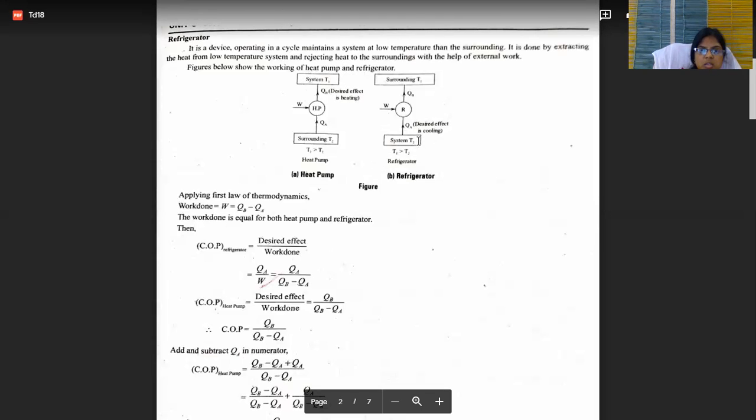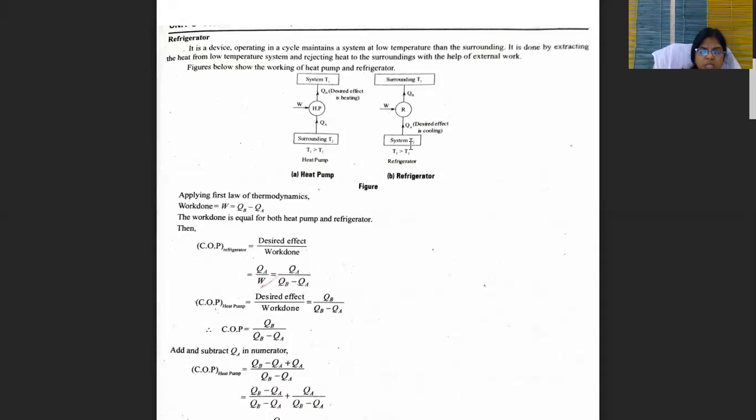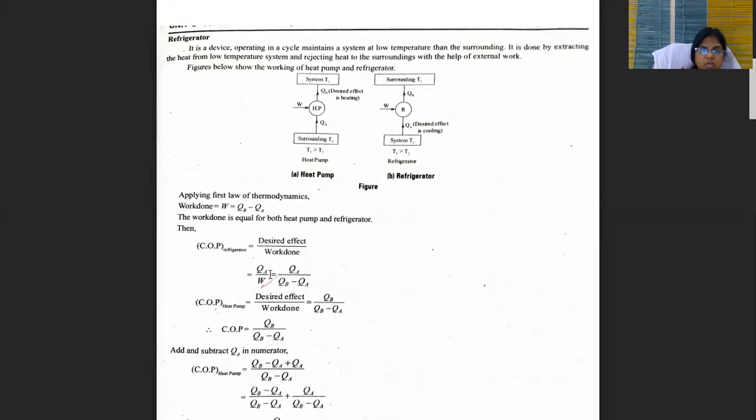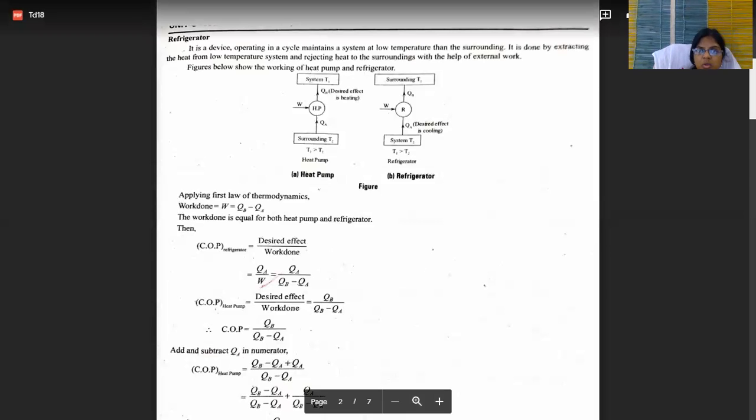In the sink, we call it the system because we maintain a lower temperature than the surrounding. So in the sink, what is the heat supply here? QA. And what is the work done? QB minus QA. So finally COP of refrigerator is equal to QA by QB minus QA.